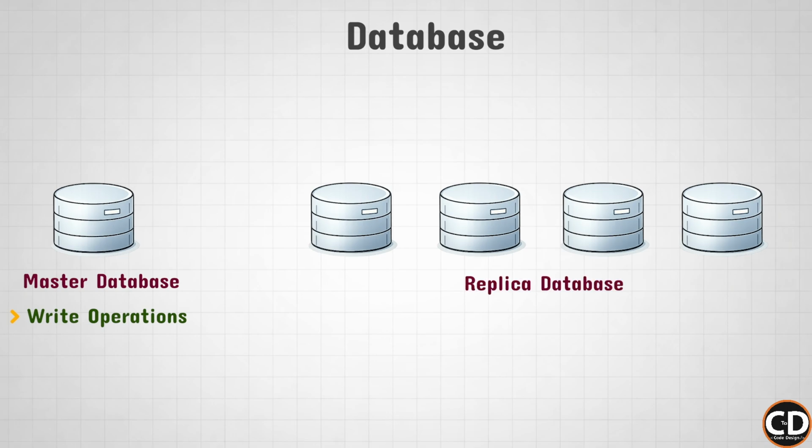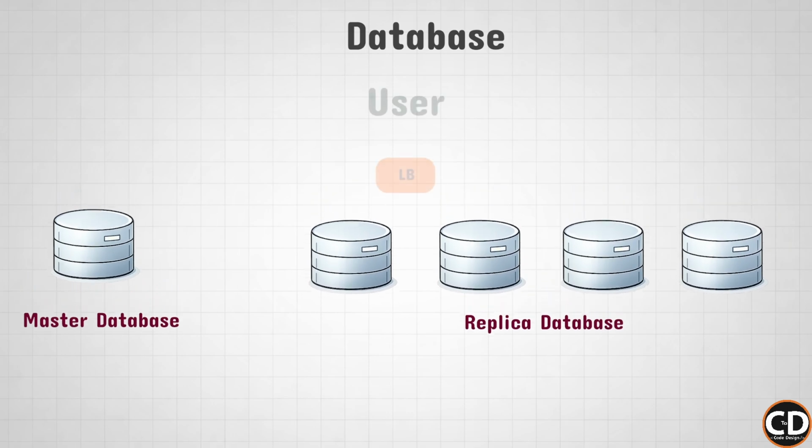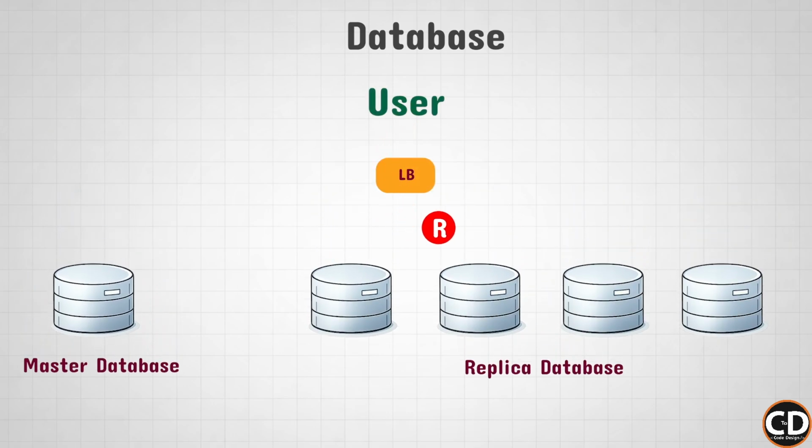Then we create multiple replica databases. These replicas are used only for read operations. So when users are just fetching data, those read requests go to the replicas. A load balancer or routing layer decides which replica should handle which read request. All write requests always go to the master database. This approach significantly reduces load and improves performance.